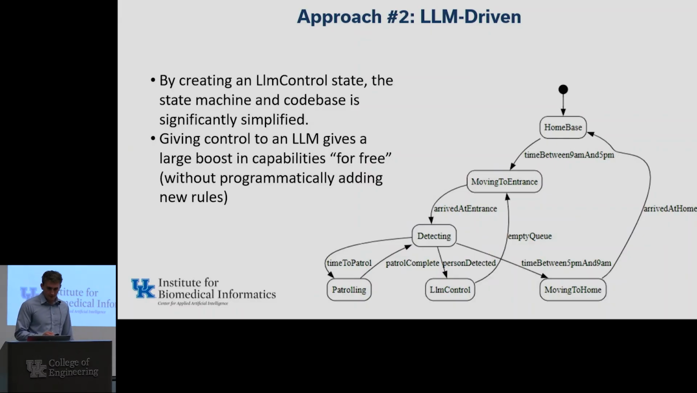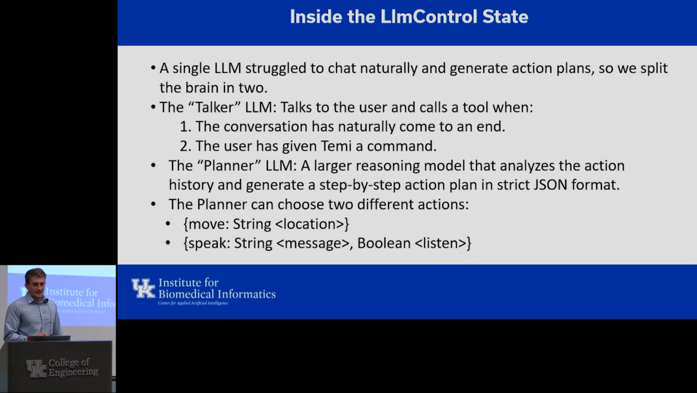So now looking inside the LLM control state, the first thing we did was try to implement this with one big large language model to handle everything. And that did not work. It could maybe plan the actions that you asked it to do, but then it wouldn't talk to you, and we wanted to make something that appears to speak naturally, but also do what you tell it to do. So we split the robot brain into 2 parts. There's the talker LLM, which handles the interaction, and then the planner language model that handles action planning.